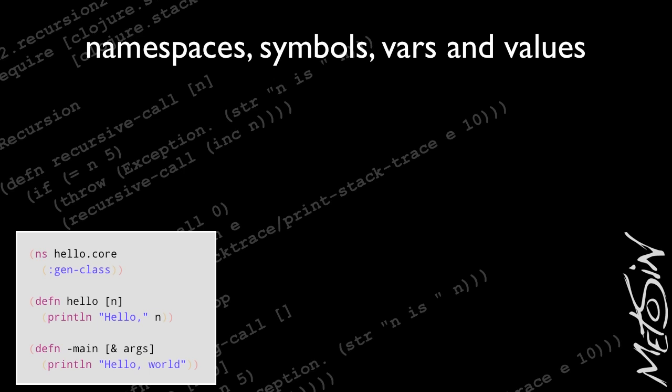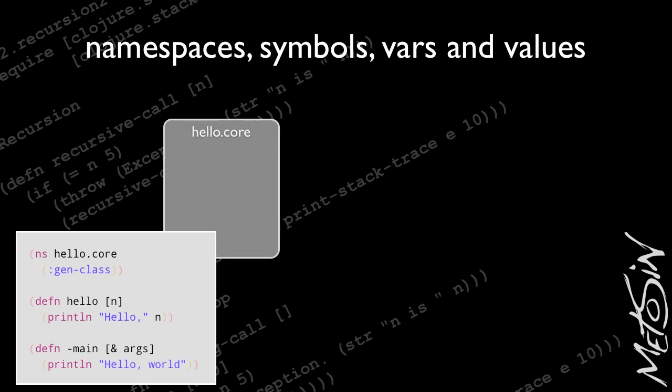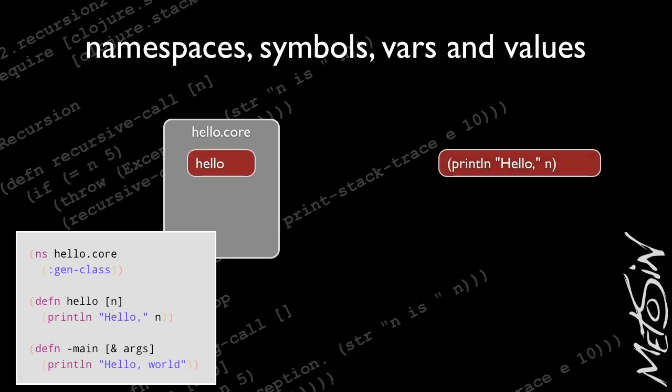First thing we noticed, there is a namespace declaration. We declare namespace hello.core. Now the namespaces, they are created the first time you are referencing them. Then we proceed to define a symbol hello and a function that calls the println with the hello and n parameters. So this function was compiled and stored somewhere in memory.